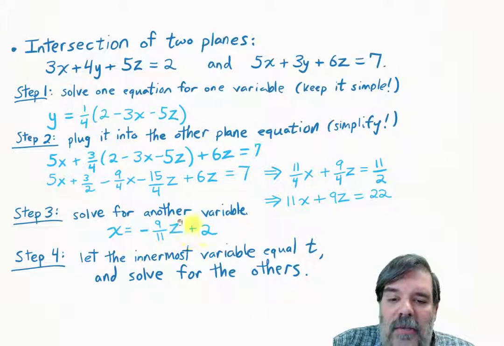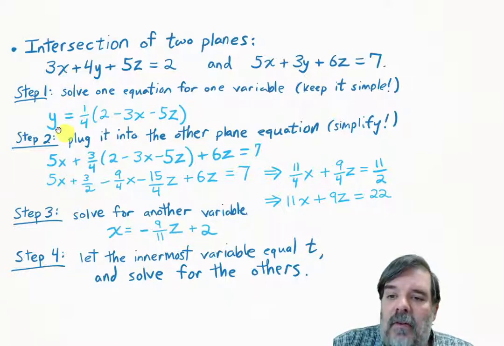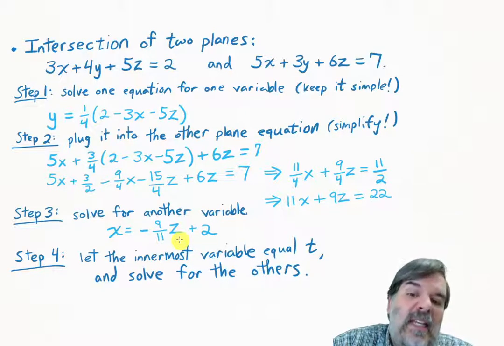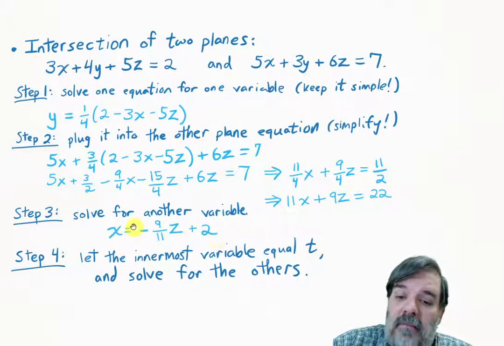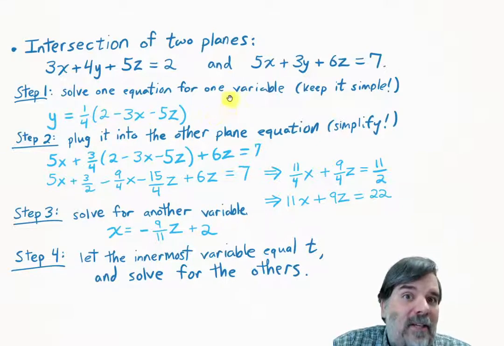Whatever your innermost variable is, in other words, the variable that you have not solved for, let that equal t, and then write all the other variables in terms of t. So in this case, I've solved for y in one place, and I've solved for x somewhere else. So this remaining variable z, I would let z equal t. And then I have x in terms of t, and I could plug those into the original first equation from step 1, then I could get y in terms of t.